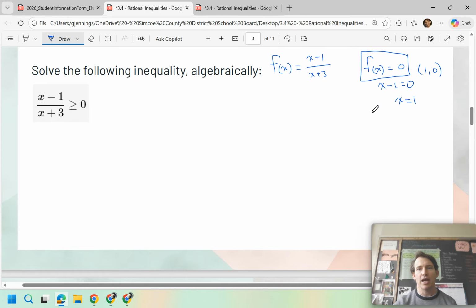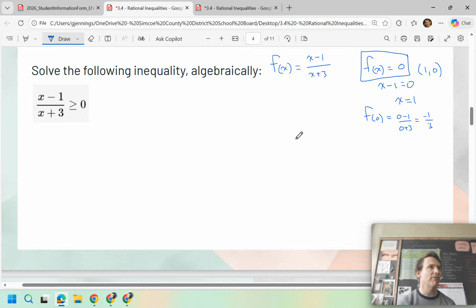Good. Now let's find our y-intercept. It might be useful. f of 0 is equal to 0 minus 1 over 0 plus 3. That's a fancy way of saying minus 1/3. That's going to help us with our sketch, but it's not really a key point for other things.